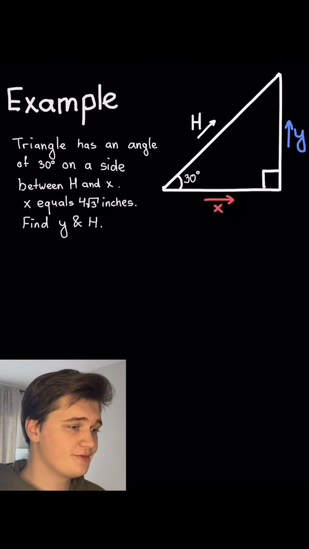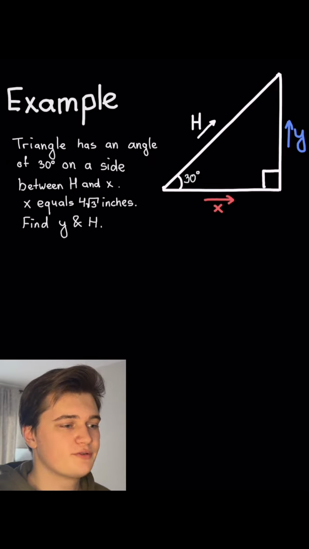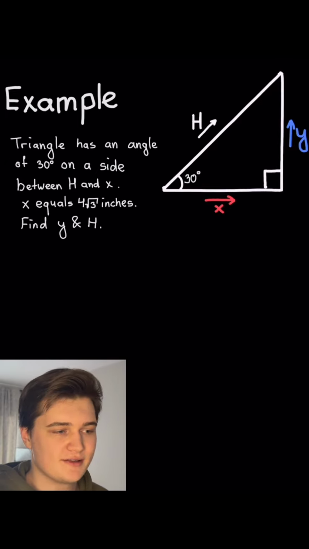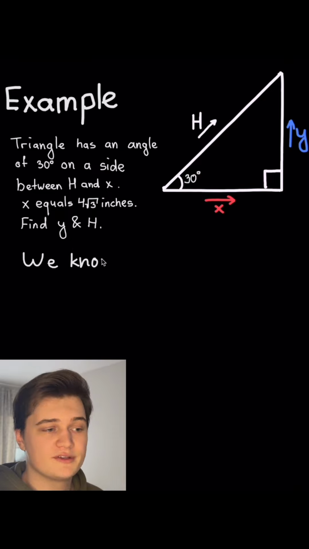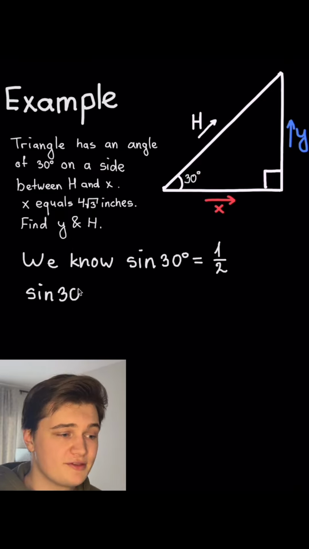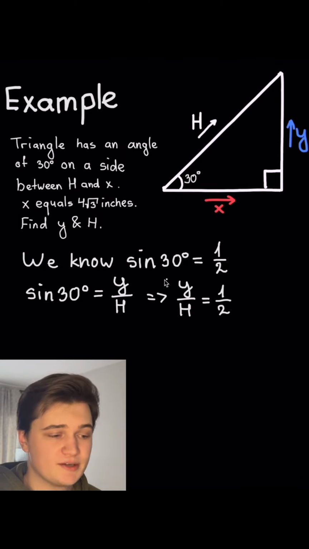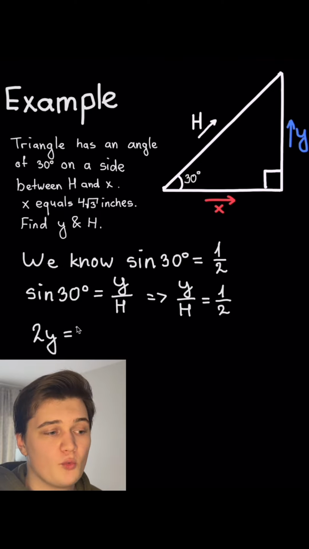Triangle has an angle of 30 degrees on the side between h and x. X equals 4 square root 3 inches. Find y and h. And we can agree on the fact that we know that sine 30 degrees has a ratio of 1/2. Therefore, it means that sine 30 degrees equals y over h, which results in y over h equals 1/2. We can do cross multiplication. It's going to be 2y equals h.